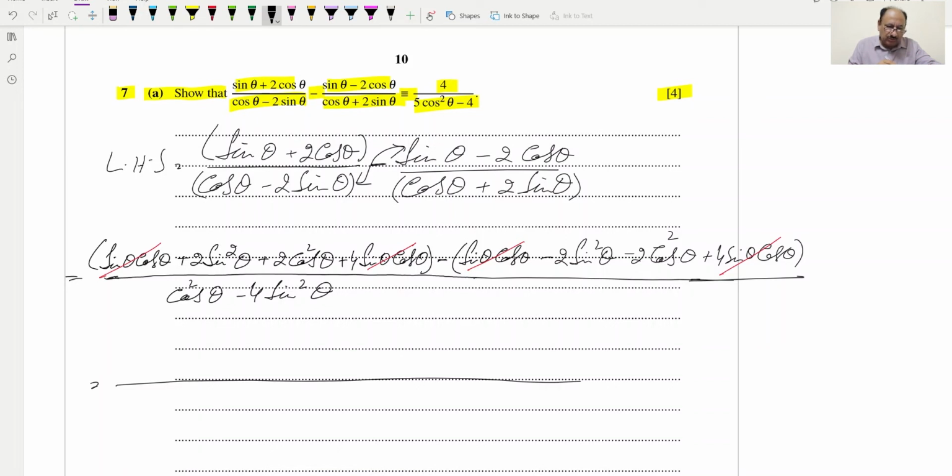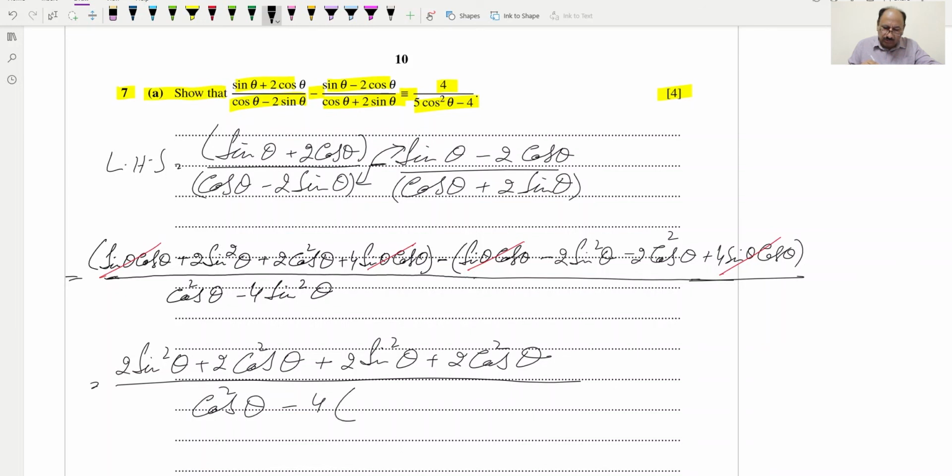and that is 2 sine square theta plus 2 cos square theta, and minus into minus will be plus 2 sine square theta, and minus into minus plus 2 cos square theta, and divided by cos square theta minus 4 into, we can write sine square theta as 1 minus cos square theta, and this sine square theta we have changed to 1 minus cos square theta.